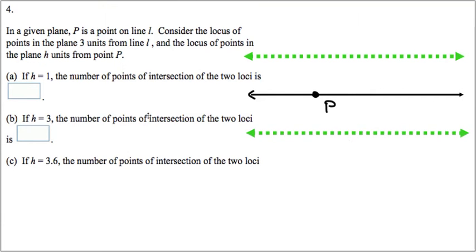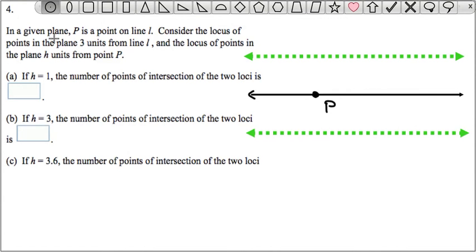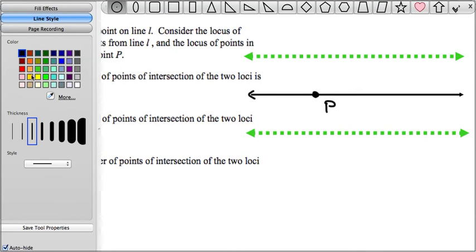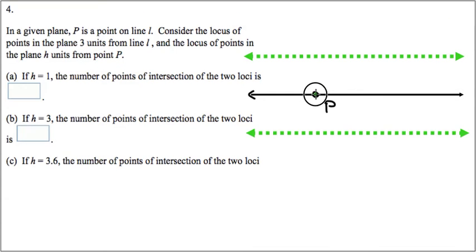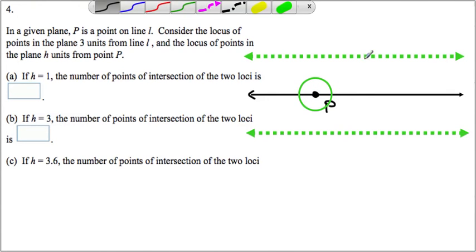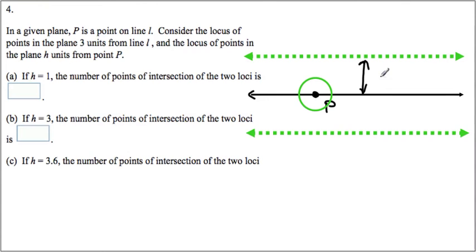Alright, and then the locus of points in the plane h units from point P. Since we are looking at a particular distance away from a point, that means we will be drawing a circle. So once again, I'll be drawing a circle in green. Here we have, first, what if h is equal to 1? That means it's going to be around here, because if this is 3 units, it has to be about 1/3 of that. So in this case, we will have 0 points in the intersection of the two loci.